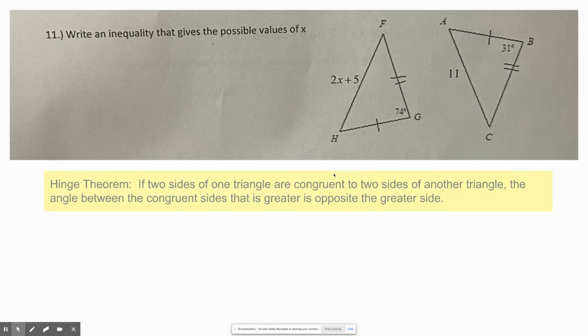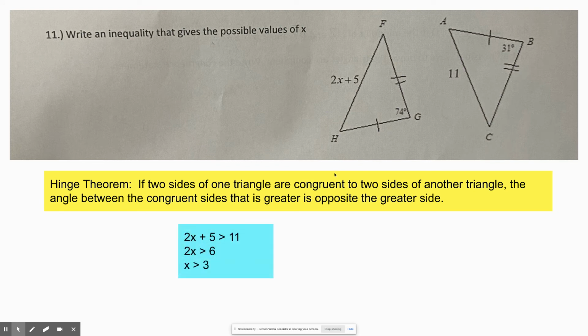And so there is a theorem that's called the Hinge Theorem that says if two sides of one triangle, so the side with one hatch and the side with two hatch marks, are congruent to two sides of another triangle, one hatch and double hatches, the angle between the congruent sides that is greater, so this angle here, 74, is greater than 31, then the angle that is greater is opposite the greater side.